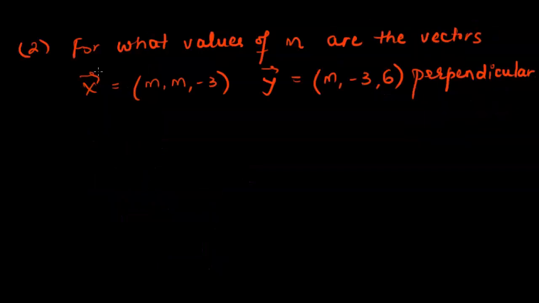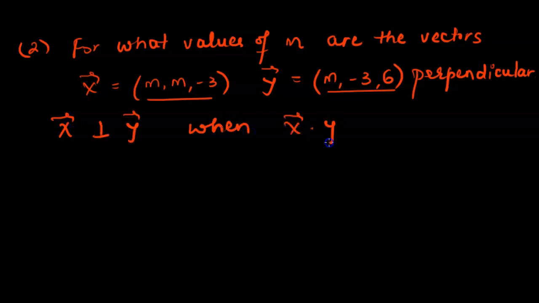Let's do the next question, and the question says, for what values of m are the vectors x and y perpendicular? We know the two vectors are perpendicular when their dot product is 0. So when x dot y vector is equal to 0, they would both be perpendicular to each other. So all we have to do is just put their dot product equal to 0 and solve for m.